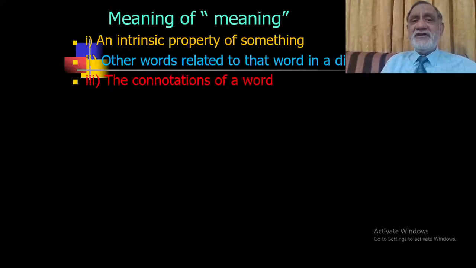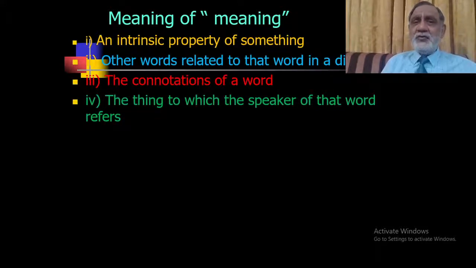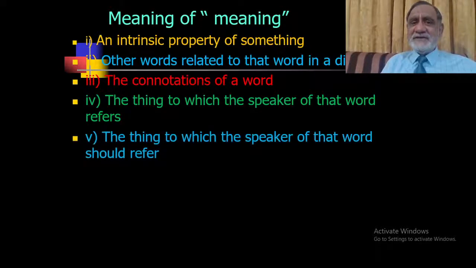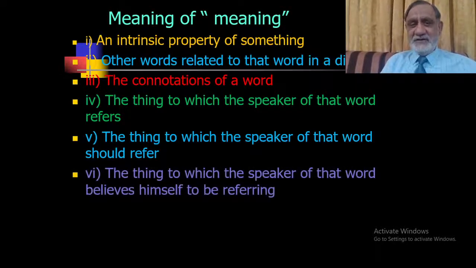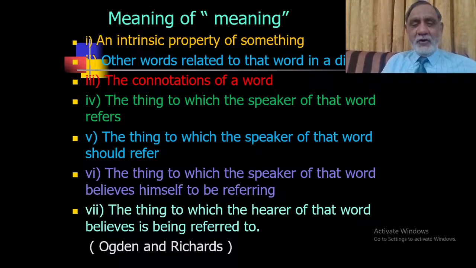Then the connotation of a word is the meaning. The thing to which the speaker of that word refers, that is the meaning. Then the thing to which the speaker of that word should refer, that is the meaning. Then the thing to which the speaker of that word believes himself to be referring. Then the meaning is the thing to which the hearer of that word believes is being referred to. So this is what Ogden and Richards think the meaning of the word meaning is.